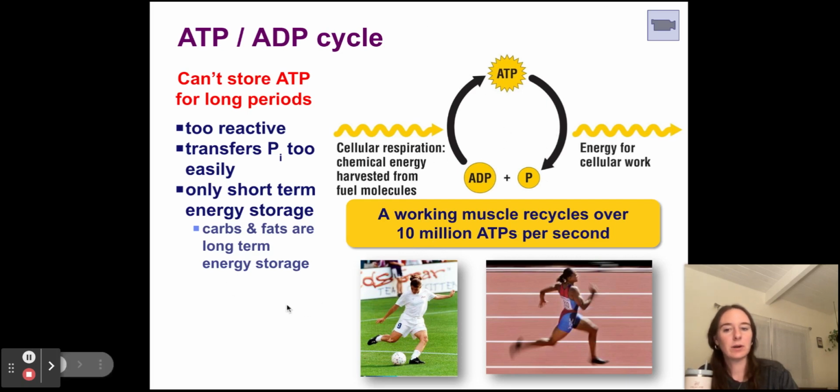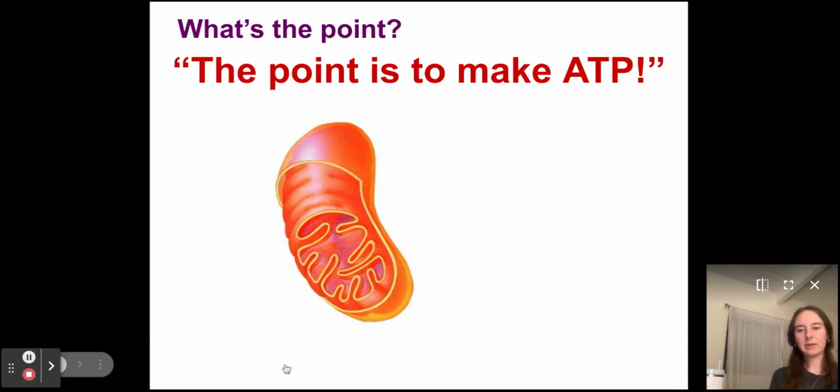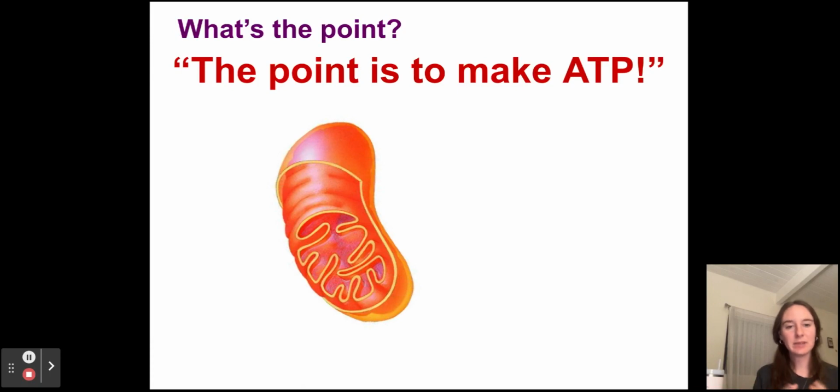But then if you want to store that energy long term, you're going to store that energy in more stable molecules of carbs and fats. So thinking back to metabolism, thinking about organisms getting energy, what's the whole point? Why do we need to eat? Why do we need to metabolize? What's the whole point of all these chemical reactions? Well, the main point is to make ATP.